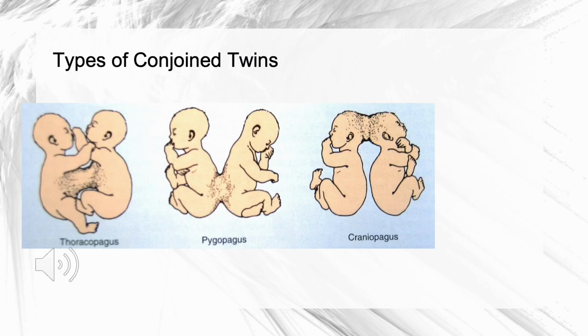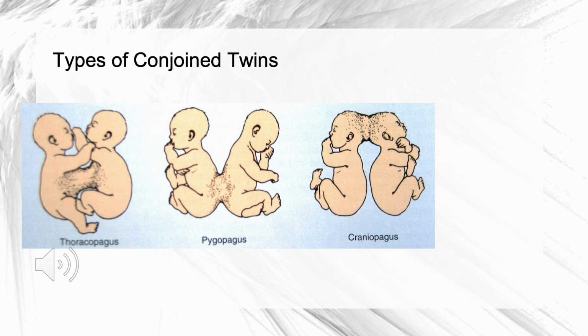Approximately 75% of conjoined twins are female, and 70% are fused at the thorax, thoracopagus, or abdomen, omphalopagus. The union can be in the frontal, transverse, or sagittal plane. The 2 main categories of conjoined twinning are symmetrical and asymmetrical.